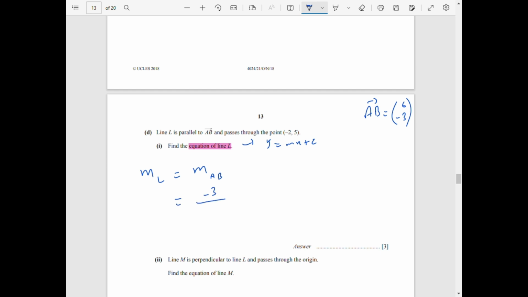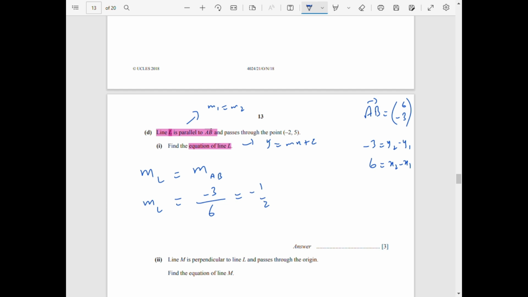And as I told you in the previous video, this negative 3 represents the difference in the two y coordinates of A and B, and 6 represents the difference between the x coordinates of A and B. So I can simply put it in the gradient formula, and I will get negative half. That is the gradient for L as well, since it is parallel to the line AB. The two gradients should be the same. Remember, for parallel lines, the gradients are the same, and for perpendicular lines, you can recall that the product of the gradients is negative 1.